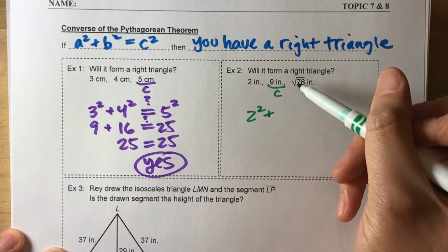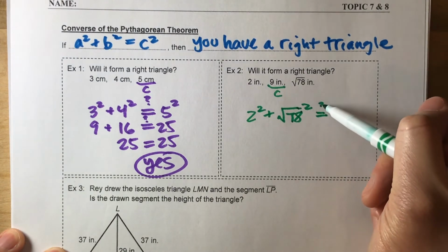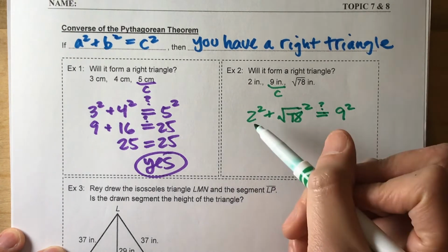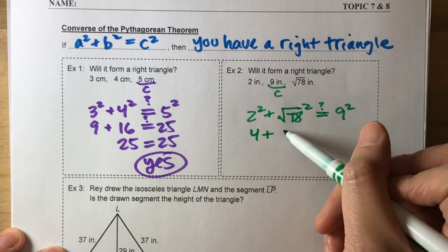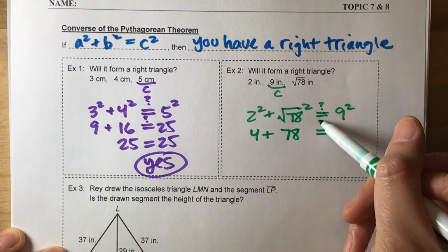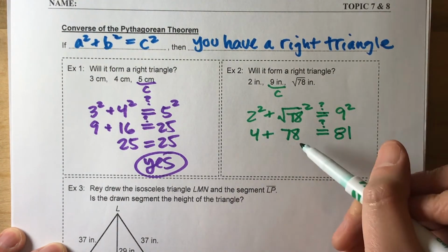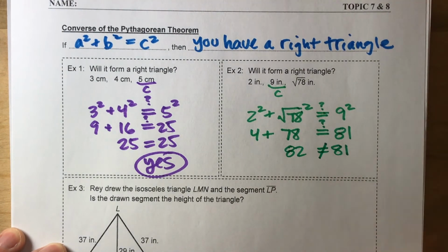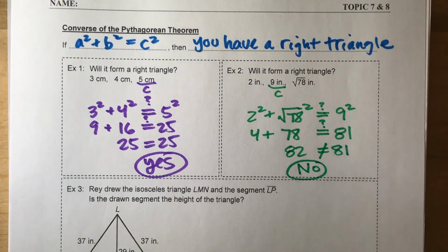All right, let's test it out. 2 squared plus the square root of 78 squared, equals, well, we don't know if it equals, so I'll put a question mark, 9 squared. And that's what we're trying to see. 2 squared is 4. The square root of 78 squared, remember squaring and square rooting undo each other, so we just end up with 78, equals, with a question mark, 81. Let's see. 4 plus 78 is 82. Oh, it doesn't equal. So we'll put a little slash through the equal sign. They're not equal. So will it form a right triangle? No, it's not going to. It's close, but it is not going to be a right triangle.